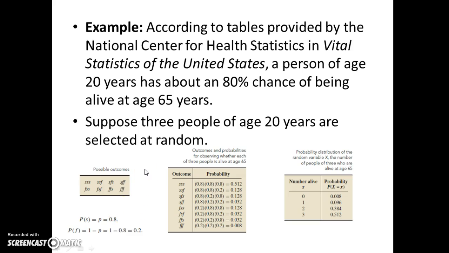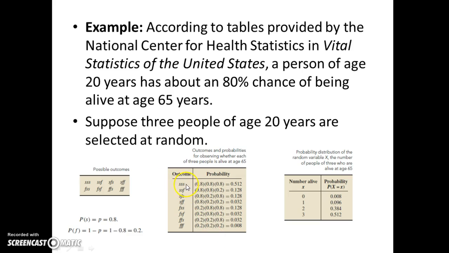If there's an 80% chance to be alive, which is the success part, it can be converted to a probability of 0.8. So the probability of being alive at age 65 is 0.8, and the probability of failure, being dead, is 1 minus the probability of being alive, which is 0.2. So we found these probabilities. Now let's find the probabilities for the Bernoulli trials.